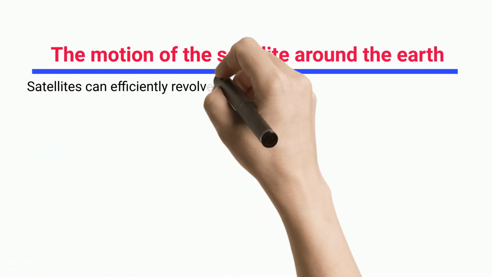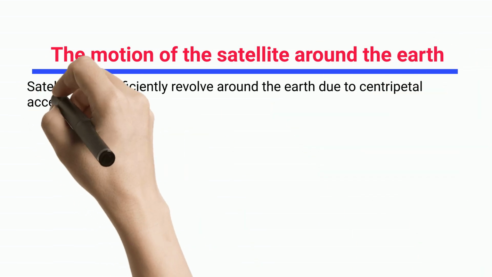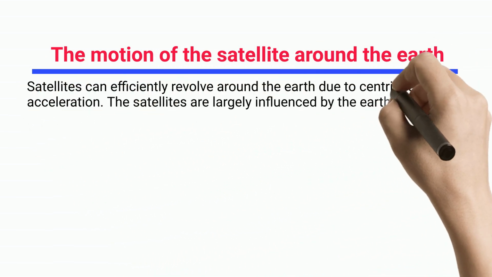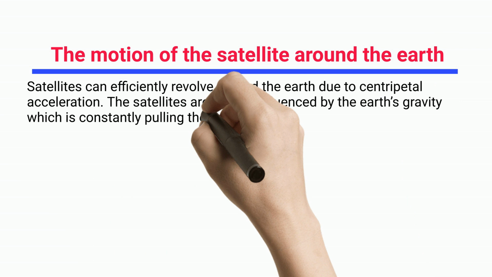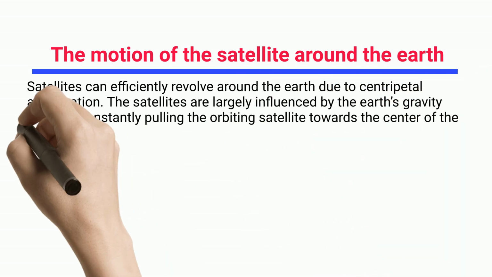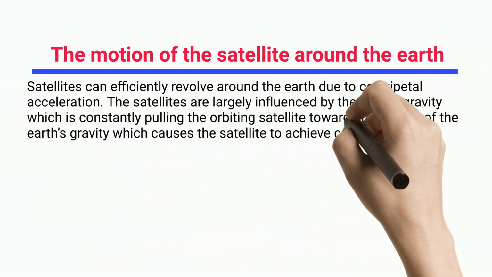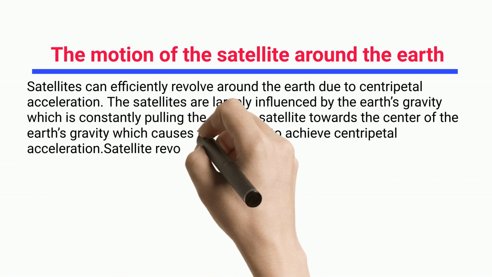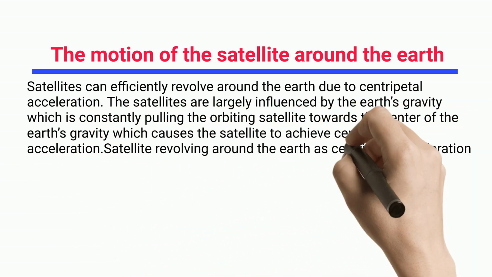The motion of the satellite around the Earth. Satellites can efficiently revolve around the Earth due to centripetal acceleration. The satellites are largely influenced by the Earth's gravity, which is constantly pulling the orbiting satellite towards the center of the Earth, which causes the satellite to achieve centripetal acceleration.